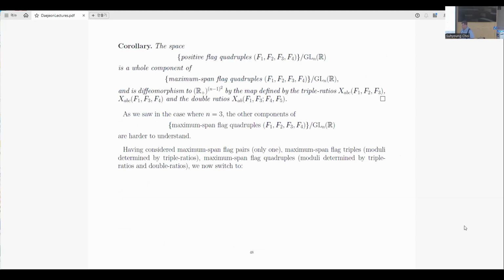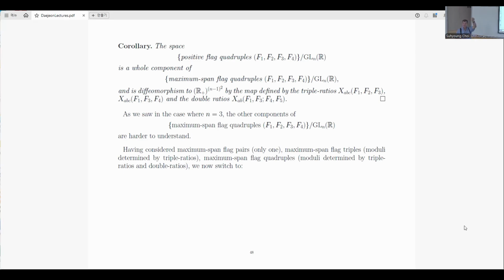Okay. So the upshot of what I just said is that the positive flag quadruples are maximal span flag quadruples, so they are contained in the maximal span flag quadruple. And in fact, they are a whole component of that space. And the reason for that is because this is defined by a positivity of certain invariants. Now if you go to infinity in that space, that means that your positive invariants are not positive numbers anymore in the limit.